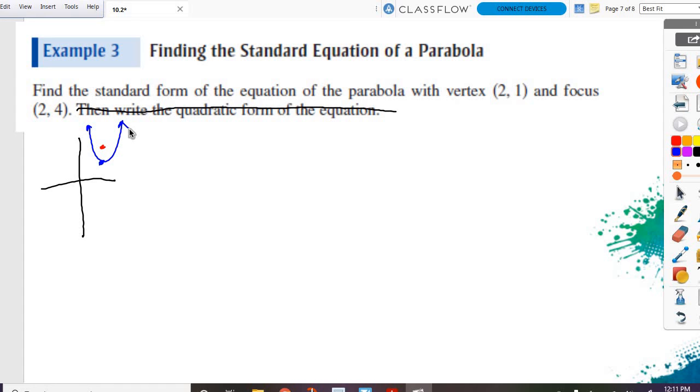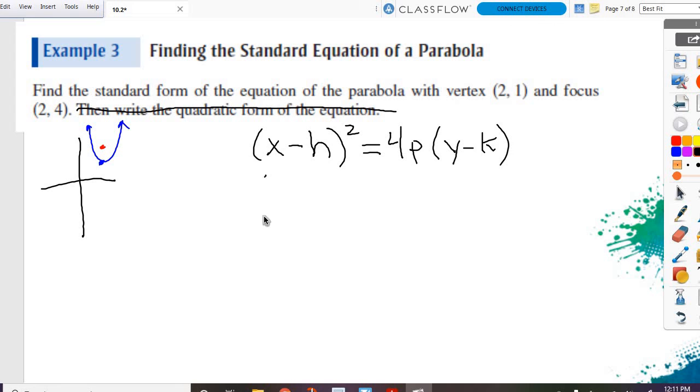So which equation am I going to use? The x squared one, so it's x minus h squared equals 4p times y minus k, not squared. So only one of them can be squared in order for it to be a parabola. So do we know our h and our k value? Yeah, what is it?